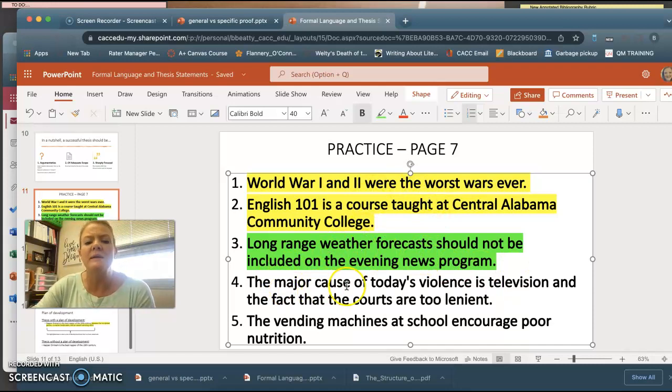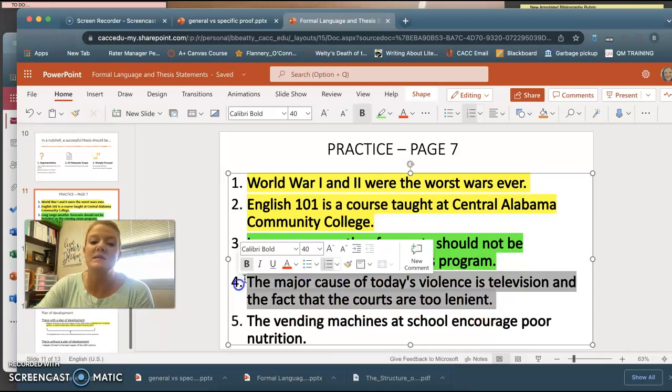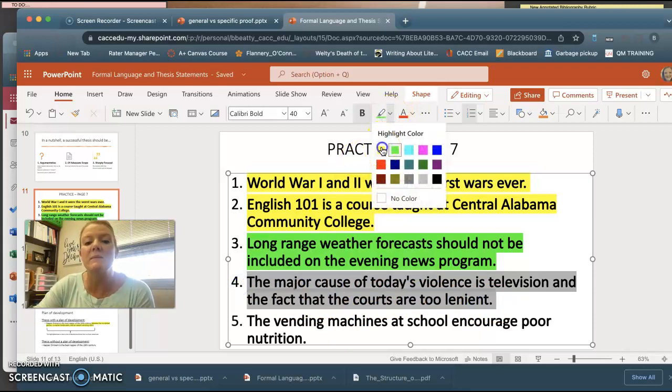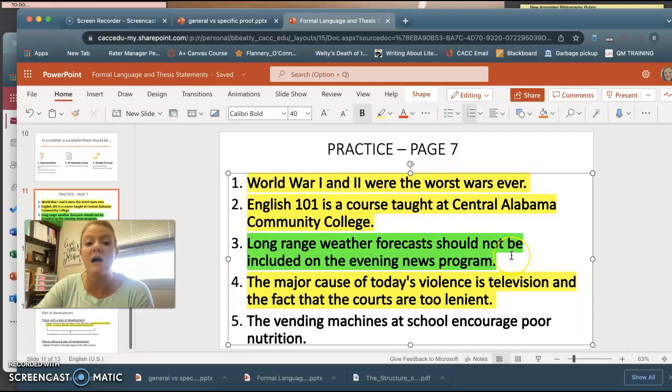Number 4, the major cause of today's violence is television, and the fact that the courts are too lenient. So this one, it sounds like it might be okay, but it's not, because it covers 2 topics. The major cause of today's violence is television is one topic, and the leniency of the courts, that's a separate topic. So it talks about 2 topics, and that makes it a bad thesis statement.